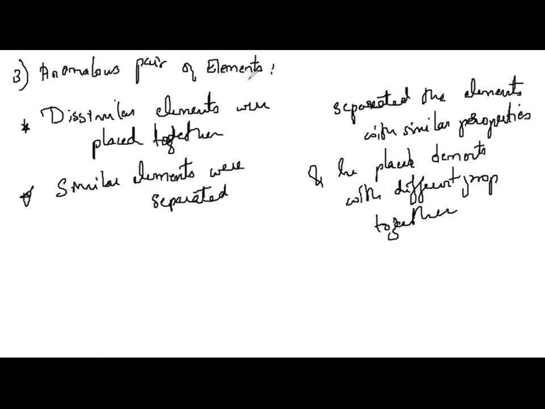The length of the periods is determined by the arrangement of the electrons in different orbits. The period ends on the completion of the last orbit. So different periods contain different elements. Out of two elements which every long period adds to a group, one resembles similar properties. So let us try to understand this. Similar elements mean what? Properties. Dissimilar elements means the properties of the elements were different, yet they were placed together. And similar elements means the elements with similar properties were separated. So that was called anomalous pairs of elements.